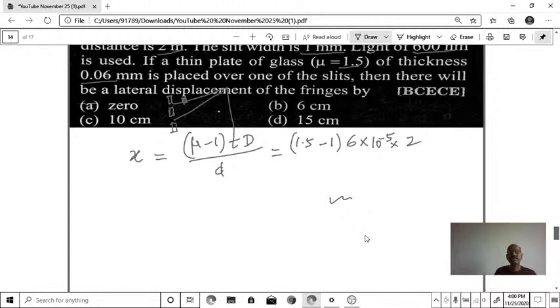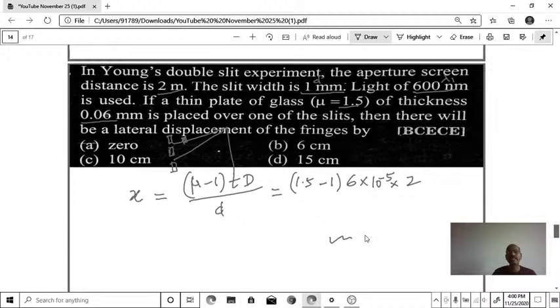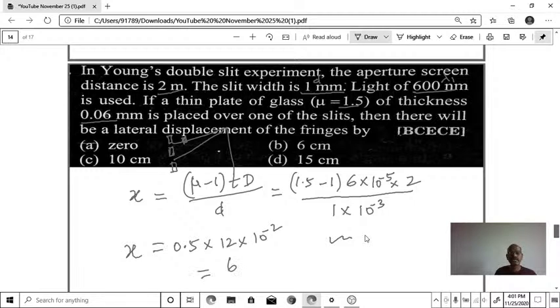Capital D is given here as 2 meter, divided by small d. The slit distance is given as 1 mm, that is 1 into 10 power minus 3 meter. So you will get the lateral displacement as 0.5 into 12 into 10 power minus 2, which is 6 centimeter. So option B is correct.